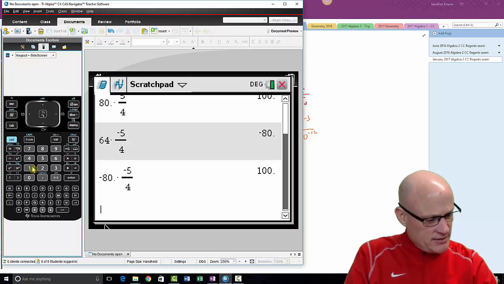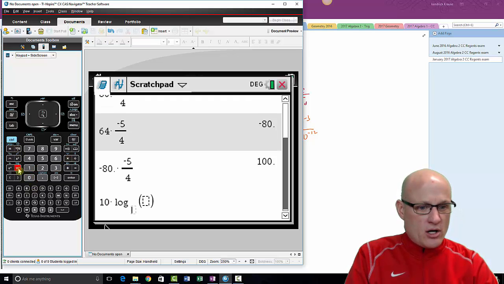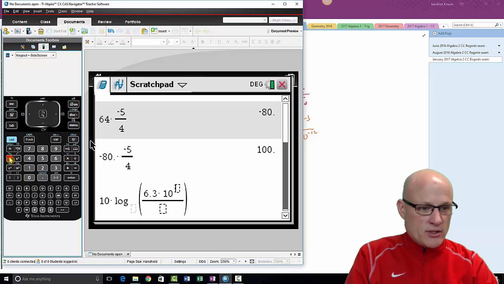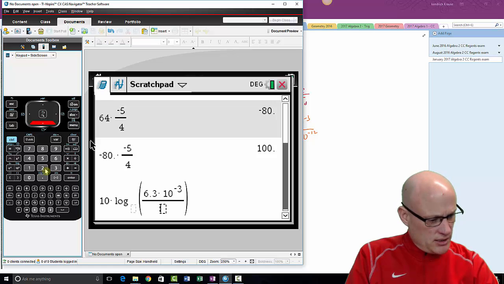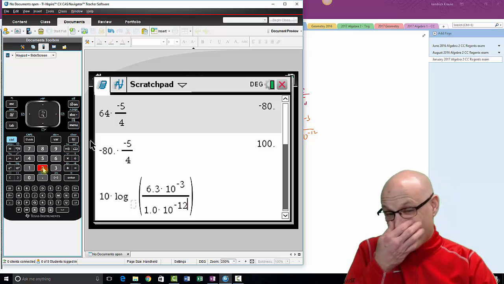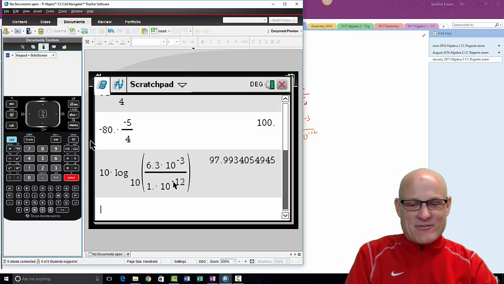So 10 times the log. Now, again, it was base 10, so I don't have to put anything there. Now, here's where the tricky part comes. 6.3 times 10 raised to the negative 3, all over 1.0. You didn't have to put the 0.0 there. Times 10 raised to the negative 12. That's all I had to put in. I press enter. I get 97.99.